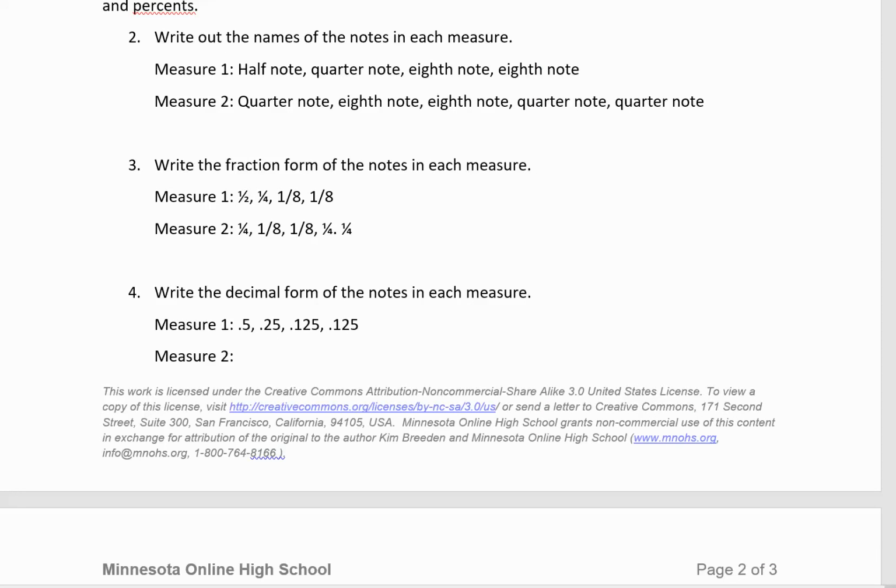So measure 1 is 0.5, 0.25, 0.125, 0.125. Let's repeat this for measure 2. I don't have to redivide these as I already know quarter is 0.25, eighth, 0.125, eighth, 0.125, quarter, 0.25, quarter again, 0.25.